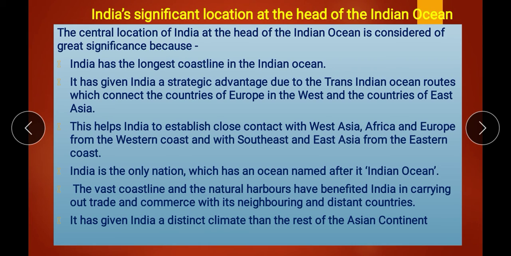India is the only nation which has an ocean named after it, the Indian Ocean. The vast coastline and natural harbors have benefited India in carrying out trade and commerce with its neighboring and distant countries. It has given India a distinct climate than the rest of the Asian continent.